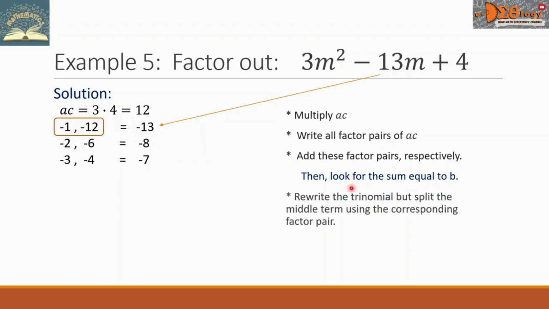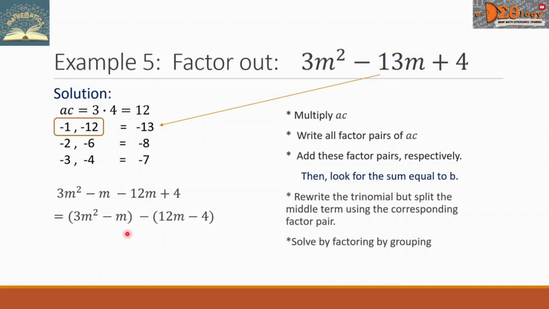We're going to rewrite now this trinomial, but split the middle term using this factor pair. So we have this 3m squared. This negative 13m becomes negative m minus 12m. And the plus 4 is here. Now, let us solve this by factoring. We're going to group the first two terms and another group for the last two. So the first two terms, we have this group.